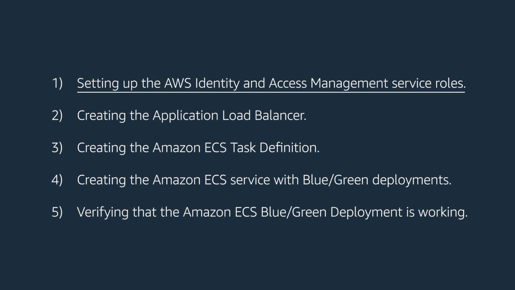Setting up the AWS Identity and Access Management service role. Before you can use the CodeDeploy blue-green deployment type with Amazon ECS, the CodeDeploy service needs permissions to update your Amazon ECS service on your behalf. Here are the steps to create the service role.